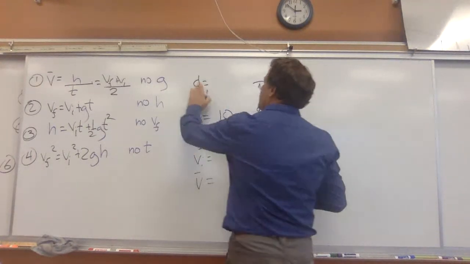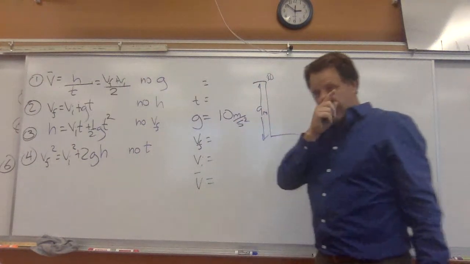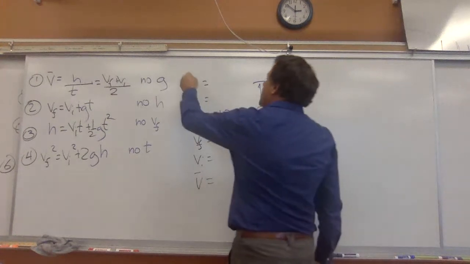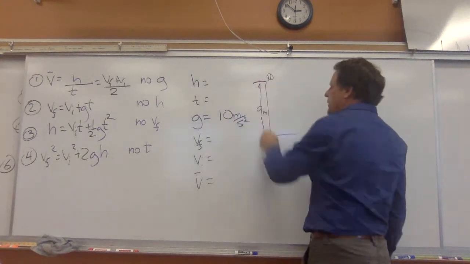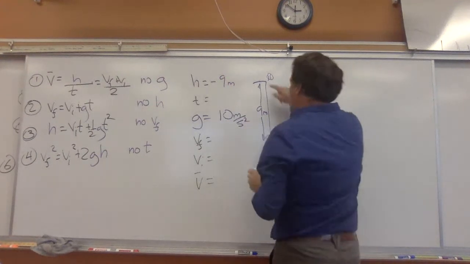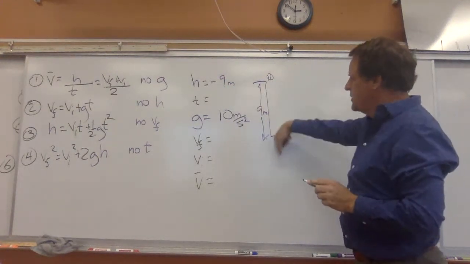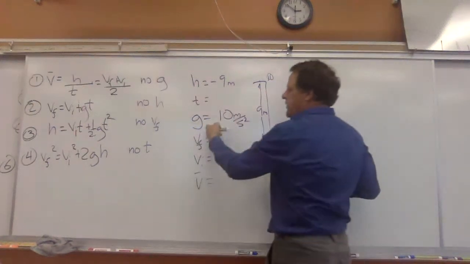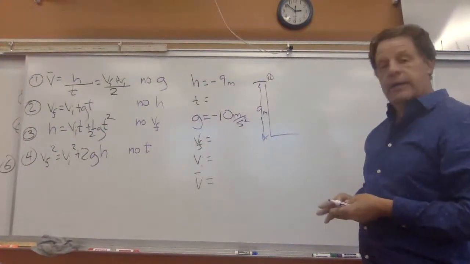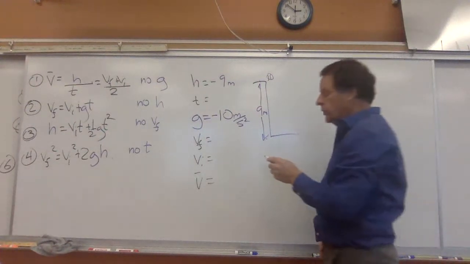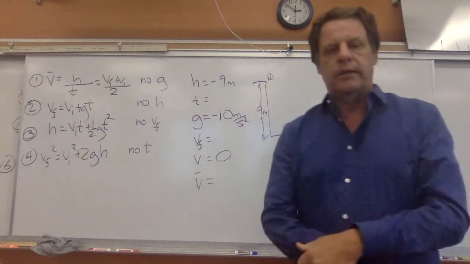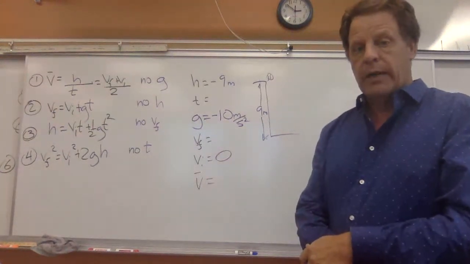In this case, the variables that are given: we're talking about height, and we're really talking about negative 9 meters, because if it starts here and goes here, it's going down. This g is going down, and that is going to be negative. And because we drop it, our initial velocity is 0.